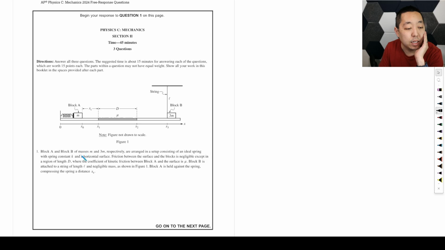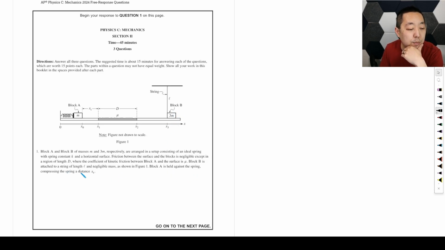Block A and Block B of masses M and 3M are arranged in a setup consisting of an ideal spring with the spring constant K and a horizontal surface. Friction between the surface and the blocks is negligible except for the region of length D, okay? Where the coefficient of kinetic friction is mu. So we're going to have a spring, frictionless, hit some friction. It's going to hit this string here, okay?